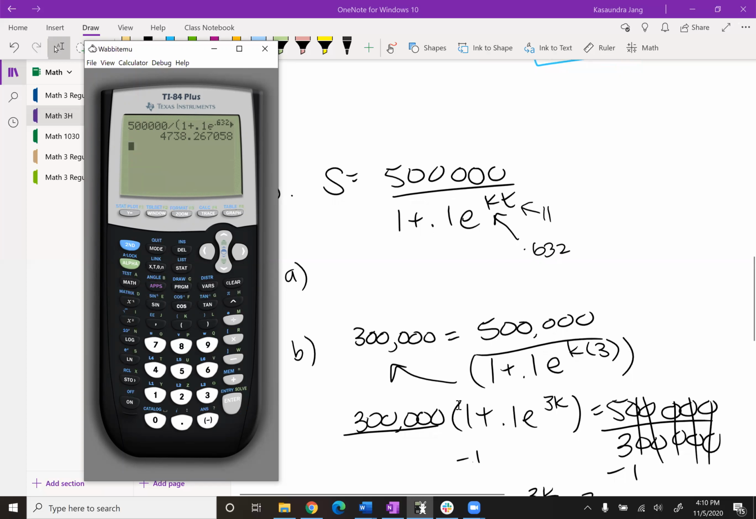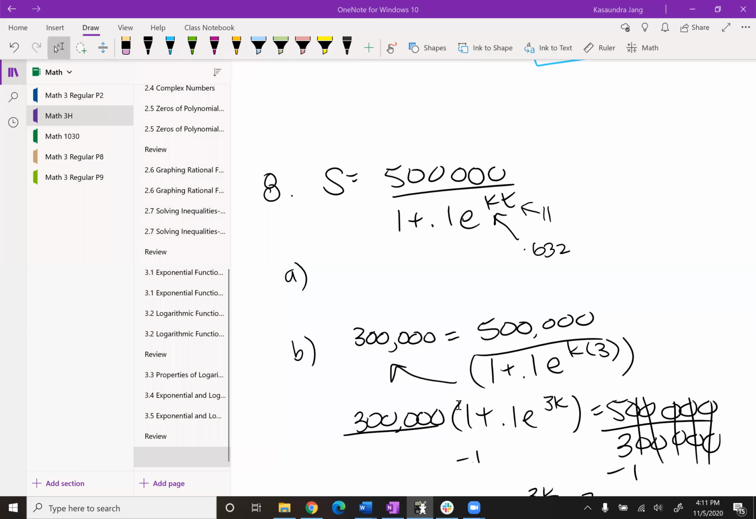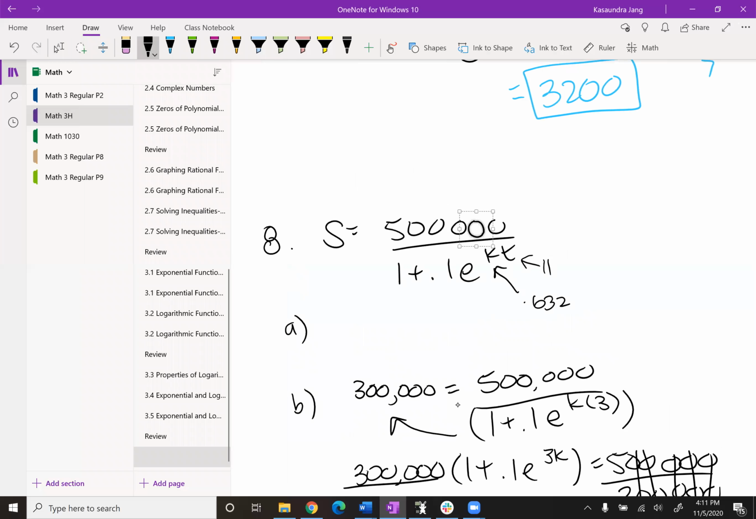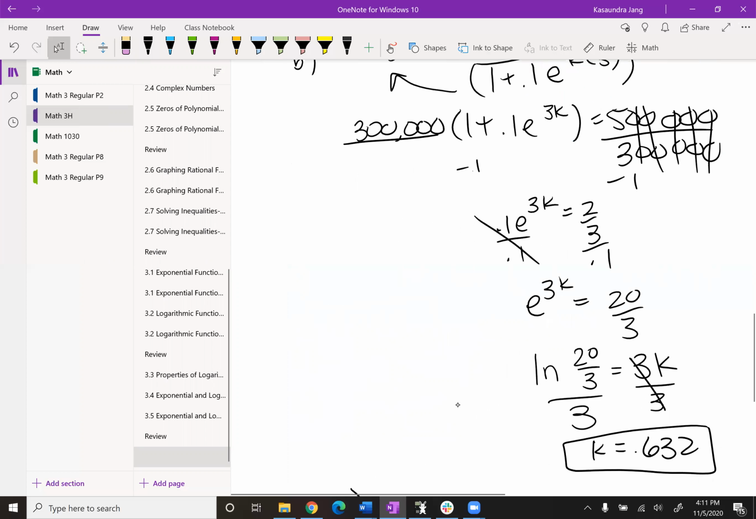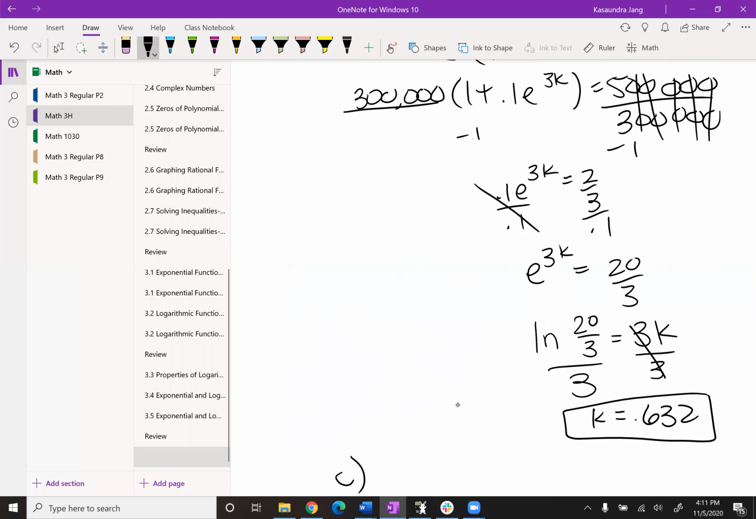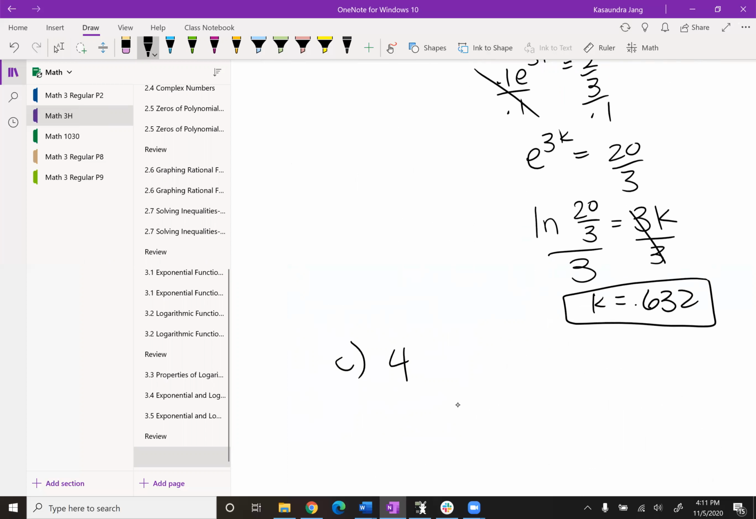All right, the last problem wasn't even something to solve. The last part just said, compare your results to part A. Honestly, this is the same answer as part A. It's still that same 4,738, the nearest whole number. I have the same answer for A and C, whether you estimated or got it exactly.